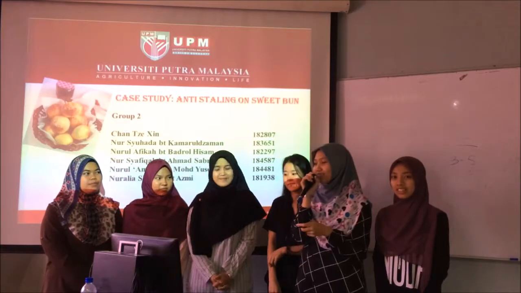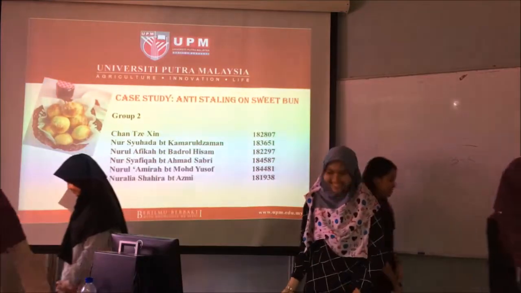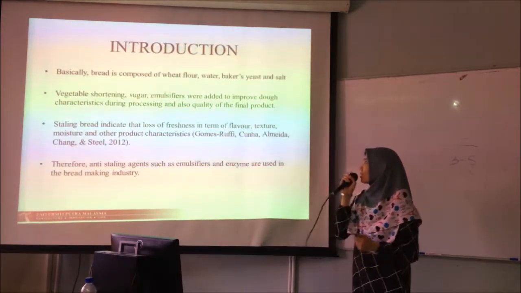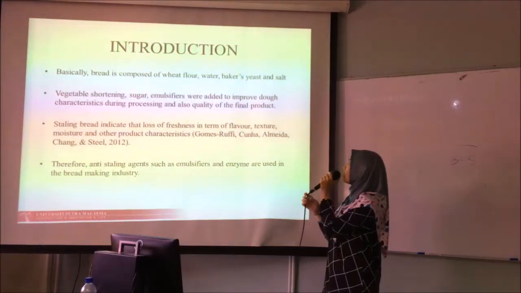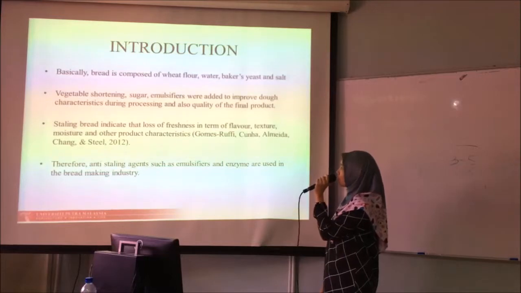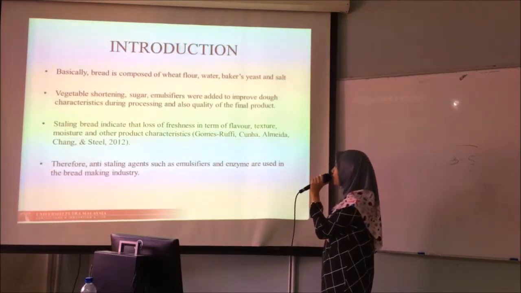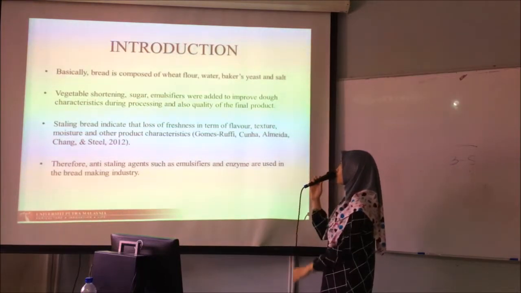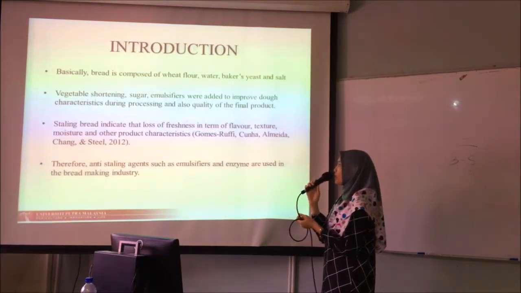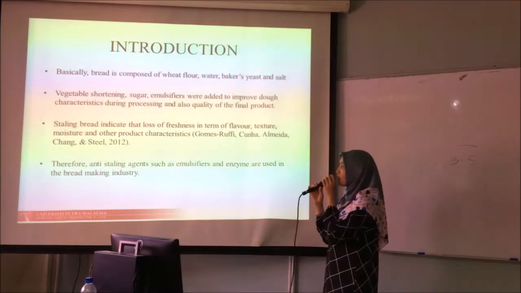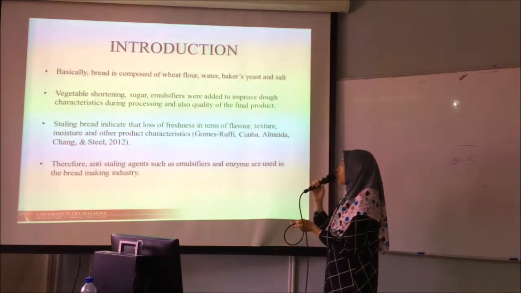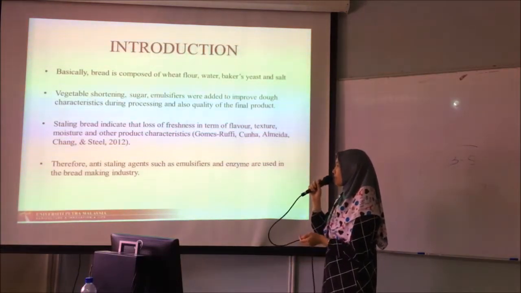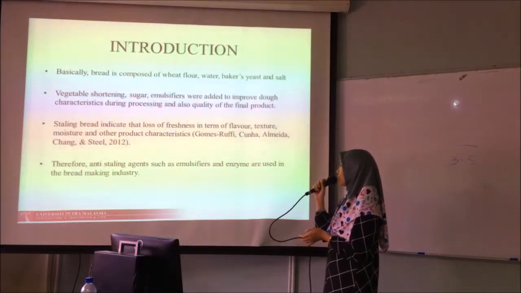Then we will proceed to the introduction. Bread is composed of wheat flour, water, baker's yeast and salt. Vegetable shortening and sugar emulsifiers were added to improve dough characteristics during processing and also the quality of the final product. Staling bread indicates a loss of freshness in terms of flavor, texture, moisture and other product characteristics. Therefore, anti-staling agents such as emulsifiers and enzymes are used in the bread making industry.